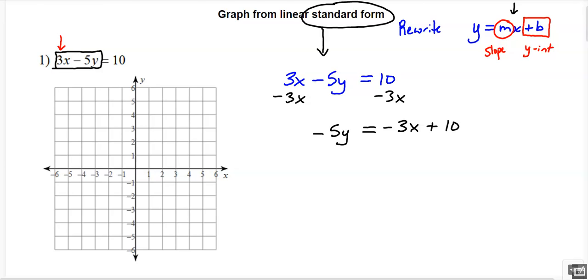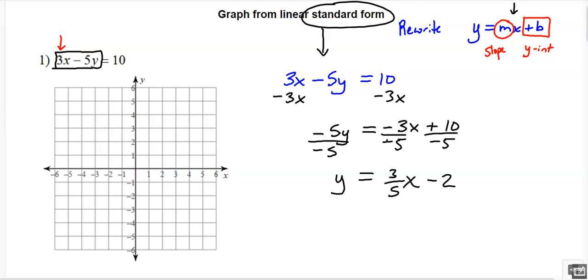Next thing I need to do is I need to get rid of the minus 5, so I'm going to divide by 5. I had a lot of kids in class trying to add 5. This is not subtraction, it's multiplication, so you need to divide by a negative 5. So now I end up with y equals, be careful here, a negative divided by a negative is going to make that a positive 3/5 x. And then positive 10 divided by a negative 5 is a negative 2.